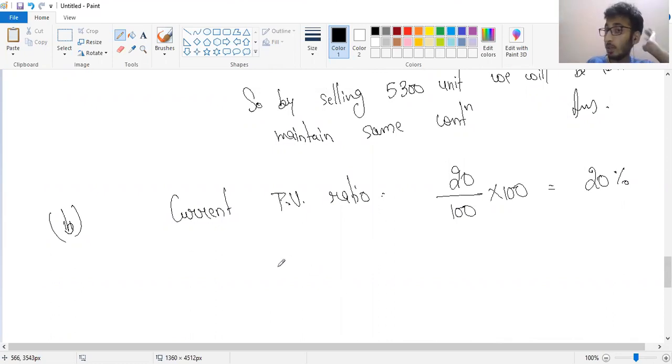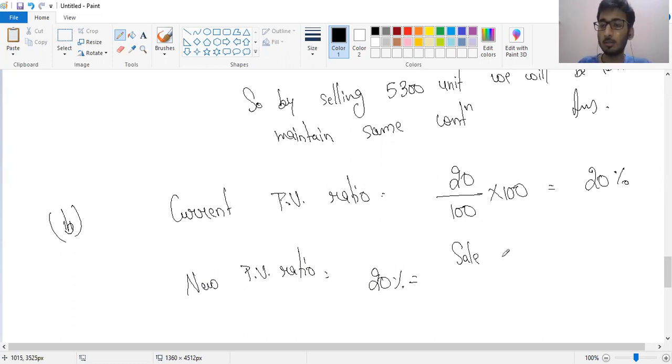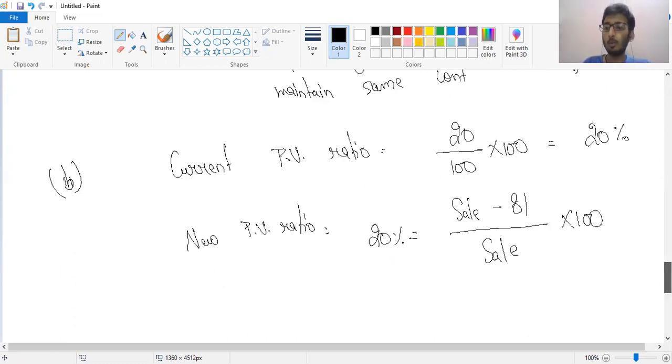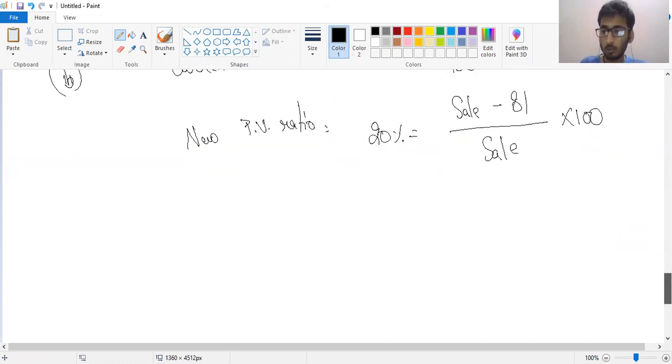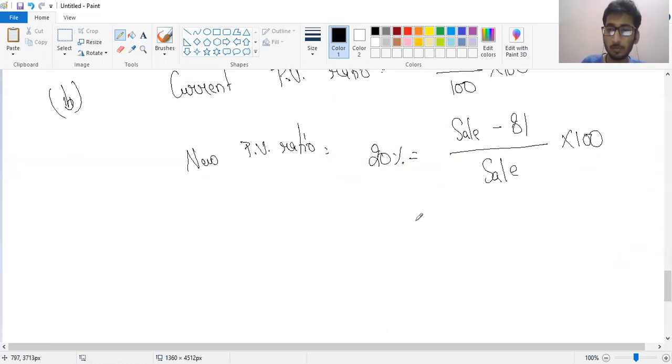Okay. Now we need to maintain the same PV ratio. So the new PV ratio would be 20. But we can change what? We can change sale. So I can say the formula is contribution upon sale multiplied by 100. Contribution is sale minus variable cost. Variable cost would now be 81. This would be the formula. Correct. I hope you understood this. So just solve this.